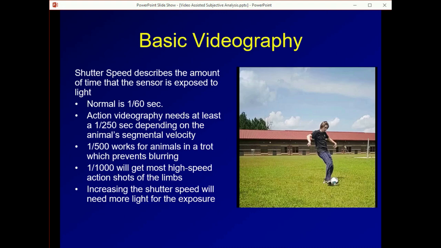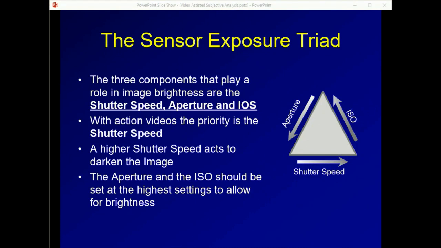A high frame rate and high shutter speed will need much more light reaching the sensor because there is less time for it to capture. We can use the sensor exposure triad descriptor to help illustrate how we can brighten up the capture. Since the shutter speed acts to darken the image, we can use the other two settings to adapt. We can increase the aperture and ISO to help brighten the image.